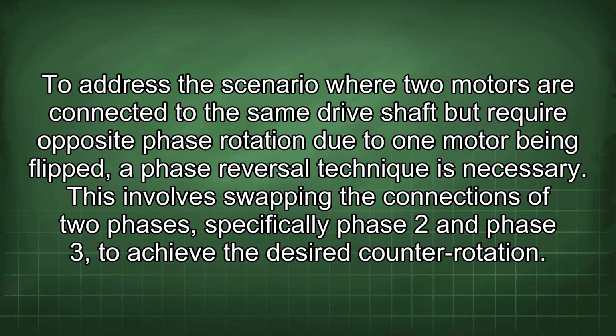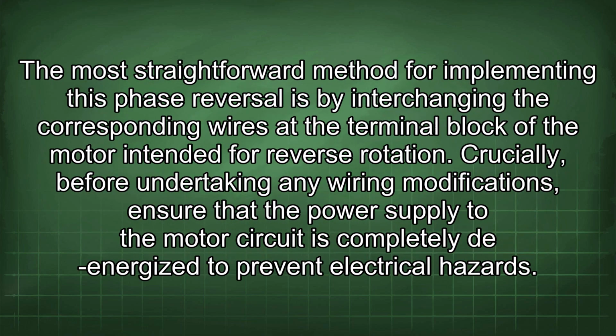This involves swapping the connections of two phases, specifically phase 2 and phase 3, to achieve the desired counter-rotation. The most straightforward method for implementing this phase reversal is by interchanging the corresponding wires at the terminal block of the motor intended for reverse rotation.